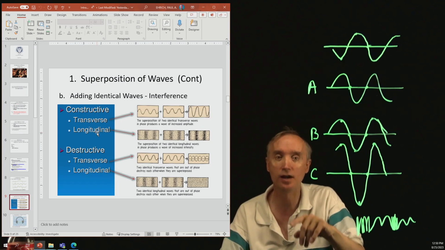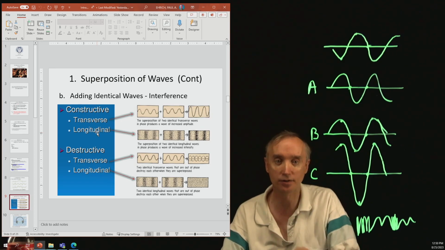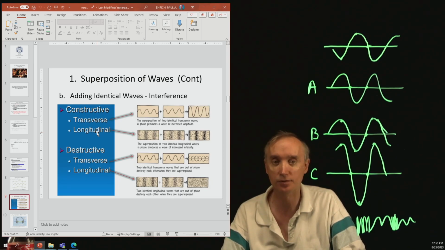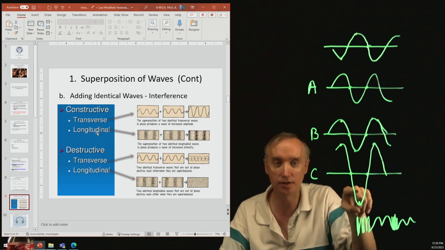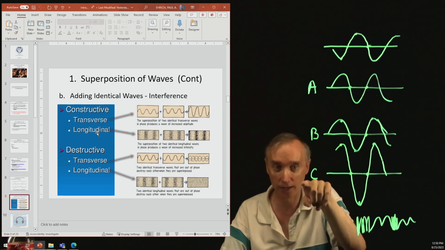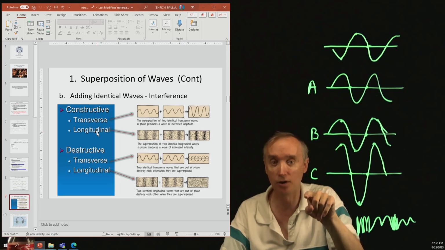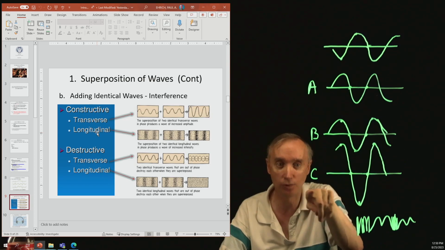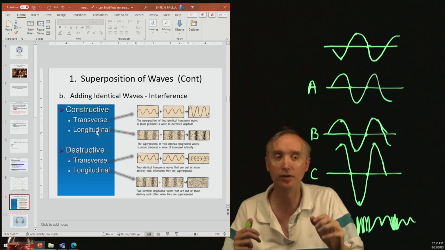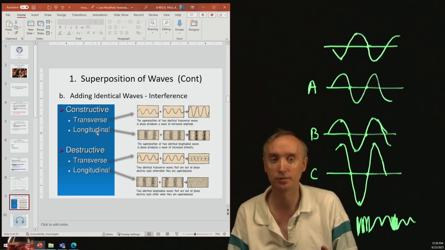Okay, then you've got the destructive interference. So we're going to add together two transverse waves, and you see what it ends up being. And we're going to add two longitudinal waves together, and we see what happens. If it is light, what does destructive interference look like?